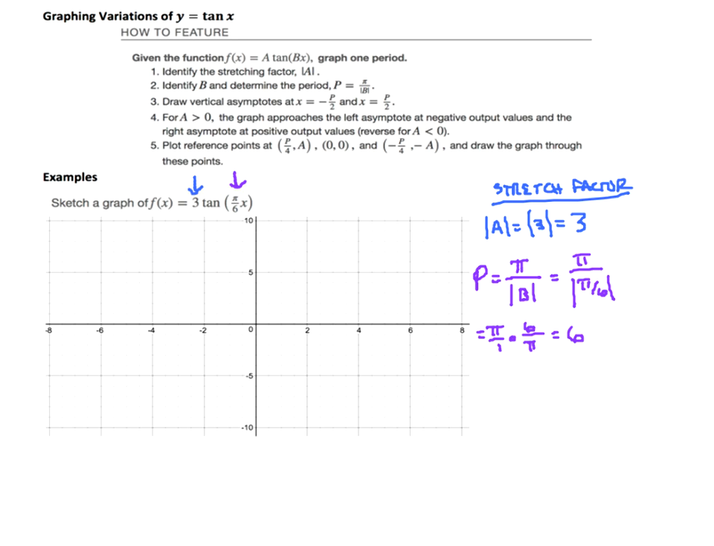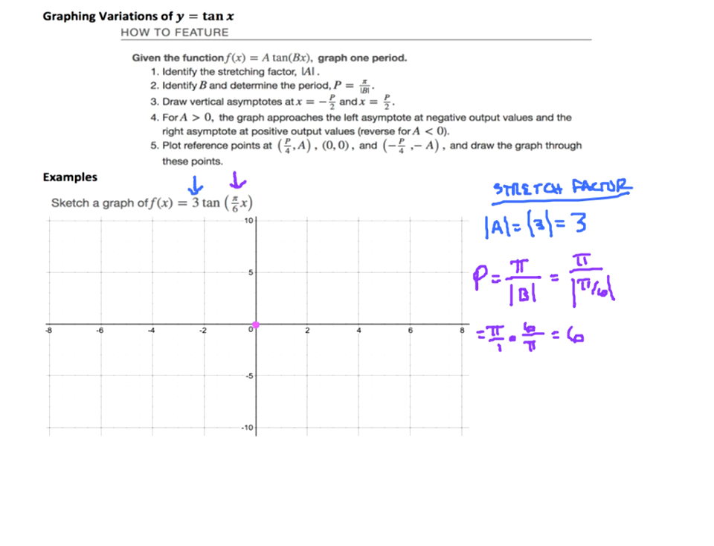Now, I have not shifted up or down or left or right. So I know my first point that I want to identify is the same one that we first identified on the parent form of the tangent function, and that is the origin. I know I've got that point there because I have not moved left or right or up and down. I don't have a C or a D value that's different than 0. It's not even showing up here because they're both 0.